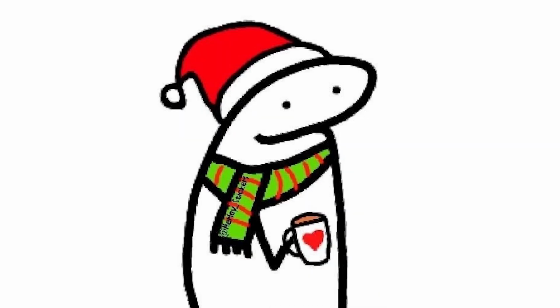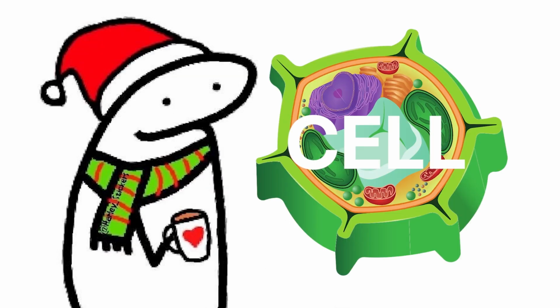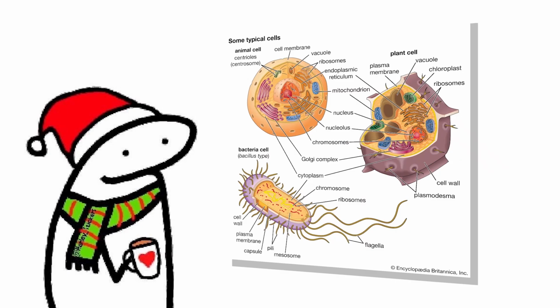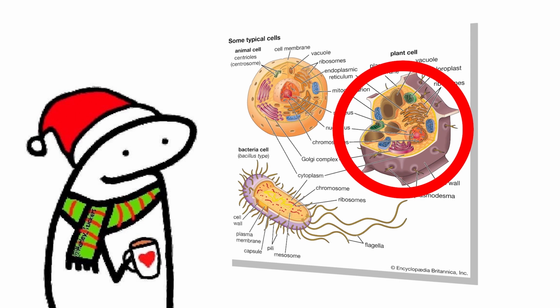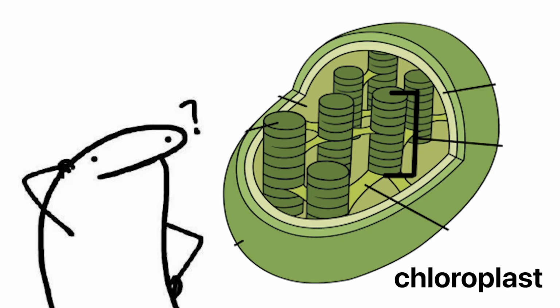If you didn't know, all living things are made up of cells, the smallest unit of life. There are many types of cells, but photosynthesis happens in a specific type, only in plant cells. Our main focus for today is inside the plant cell, the chloroplast.